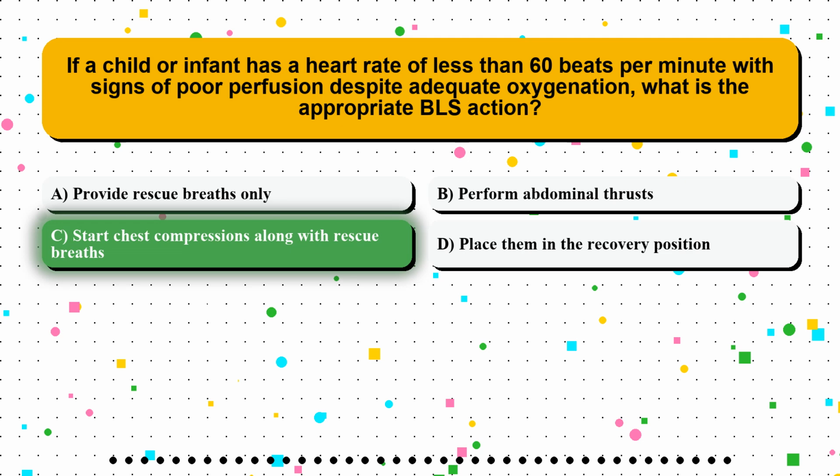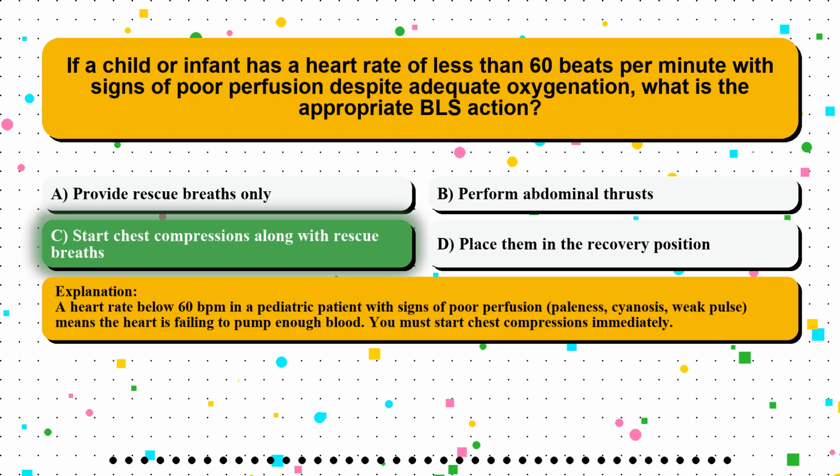The correct answer is option C, start chest compressions along with rescue breaths. A heart rate below 60 bpm in a pediatric patient with signs of poor perfusion, paleness, cyanosis, weak pulse, means the heart is failing to pump enough blood. You must start chest compressions immediately.